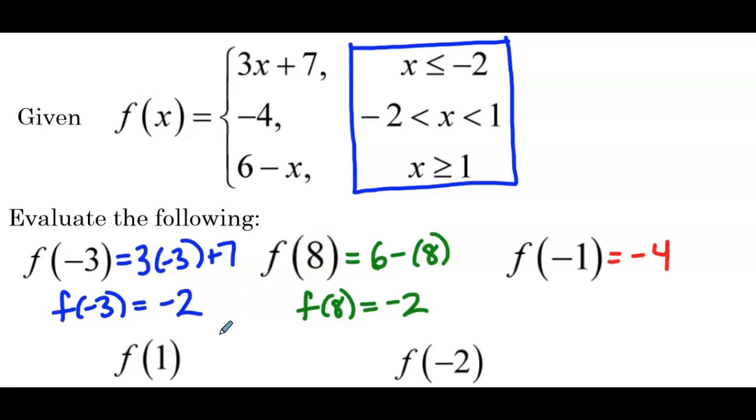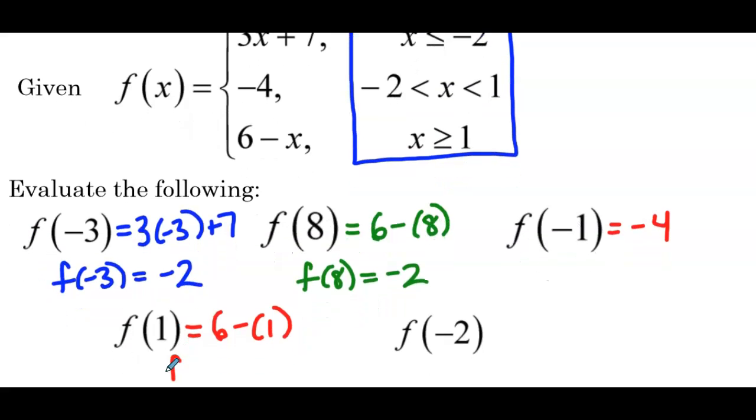F of positive 1. So looking at our domain restriction, I see 1 in 2 different domain restrictions. So look closely at the inequality sign. Here x is less than 1. Here x is greater than or equal to 1. So if we're trying to input 1, I'd choose the bottom domain restriction. So that means we're plugging it in to the bottom piece. So we have 6 minus 1. So that means that f of 1 equals 5.